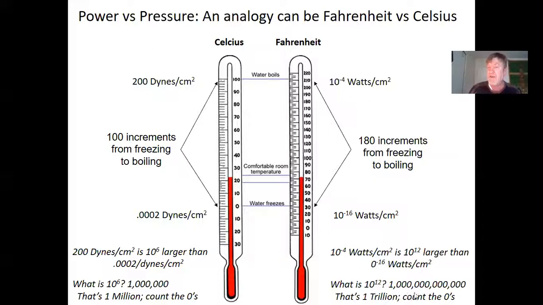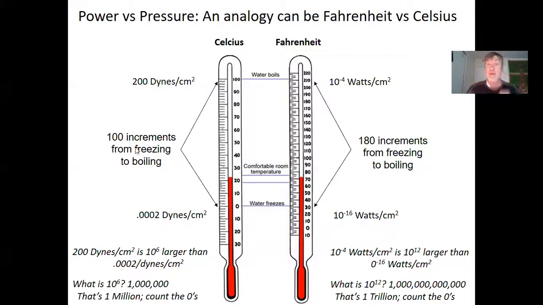That's a trillion. Count the zeros. Okay, now go to the left side. And see the arrows here from boiling to freezing? And the freezing we called, in terms of pressure, 0.0002 dynes per centimeter squared, where I'm circling here. And the loudest you could tolerate, 200. So there, 200 dynes per centimeter squared is 10 to the 6 larger. Not 10 to the 12, 10 to the 6 larger. And what is 10 to the 6? A million. Count the zeros.